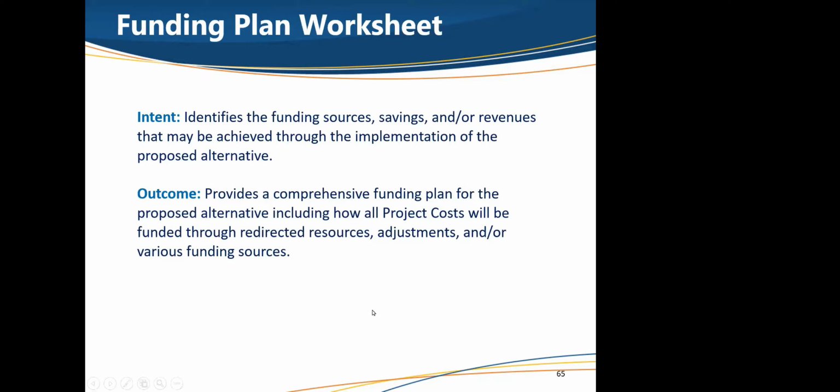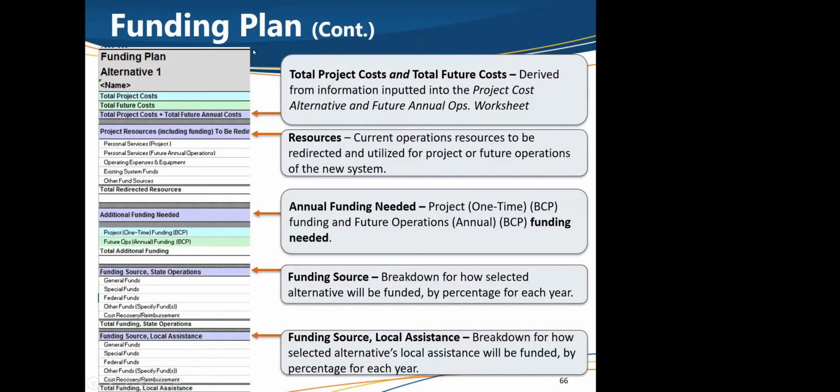Even though we've been focused on the IT portion, where your approval letter is going to show your IT staff plus the OE&E, the funding plan actually looks at the funding for the entire project, which includes the program staff. So when we're looking at this, the funding plan for the most part is automatic until you get to the funding sources. And also if you had some special funding, it is automatically populated.